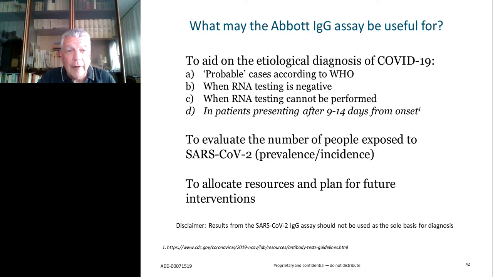Second, to evaluate the number of people exposed to SARS-CoV-2, and this will be very useful to ascertain the prevalence, and if you wish, also the incidence, because if you take the same cohort and test the cohort over time, and we do know that there are research projects aiming at that, you may find also the new cases that will become positive for antibodies, and this will allow to estimate the incidence. So overall, testing for antibodies by this assay may allow to allocate resources and also to plan for future interventions.